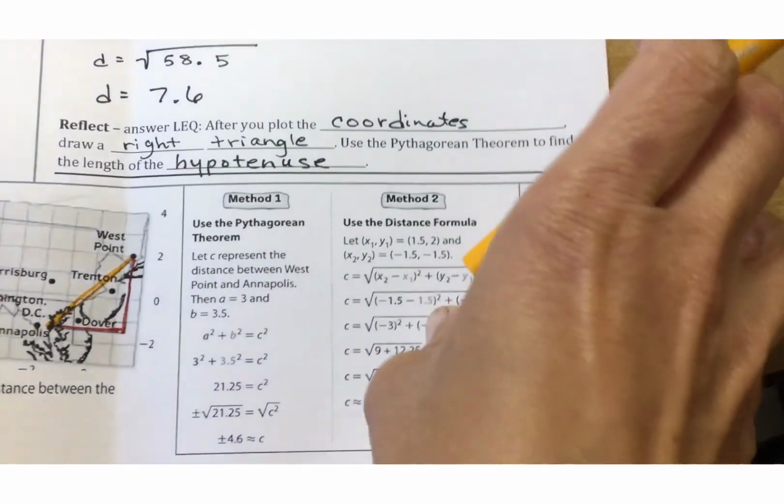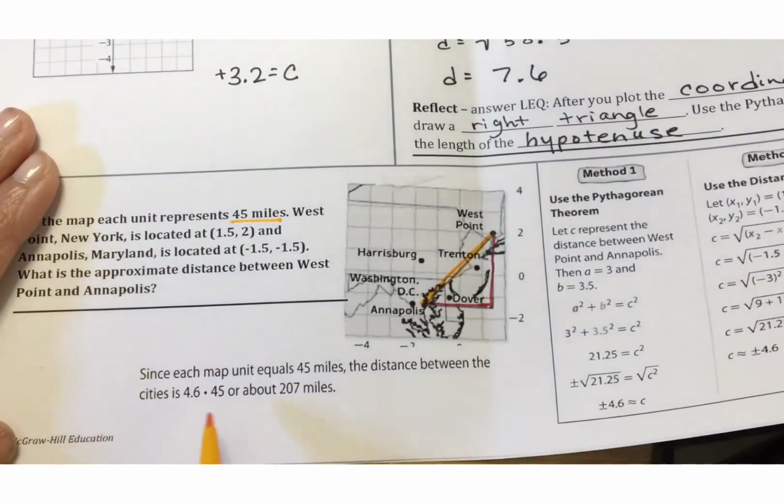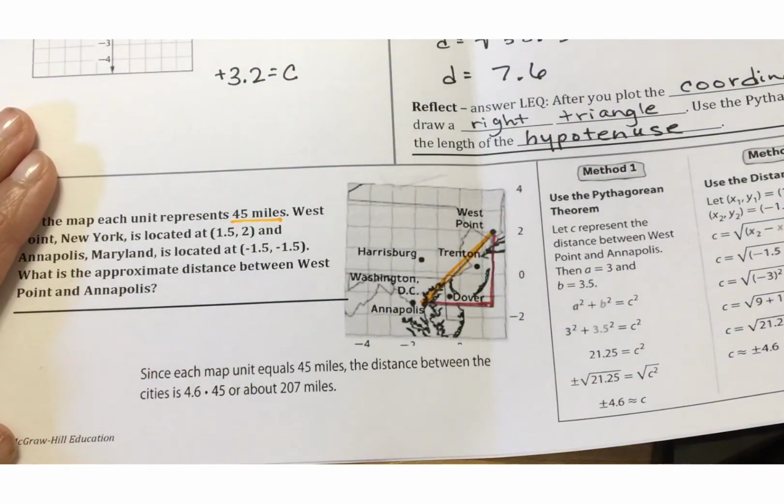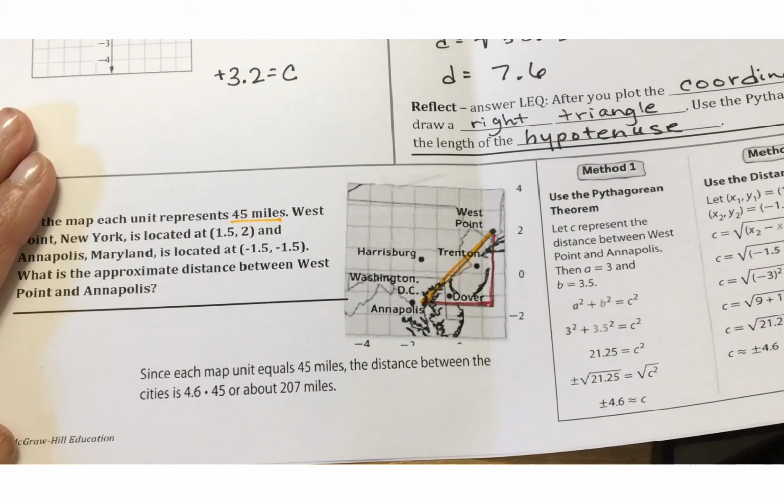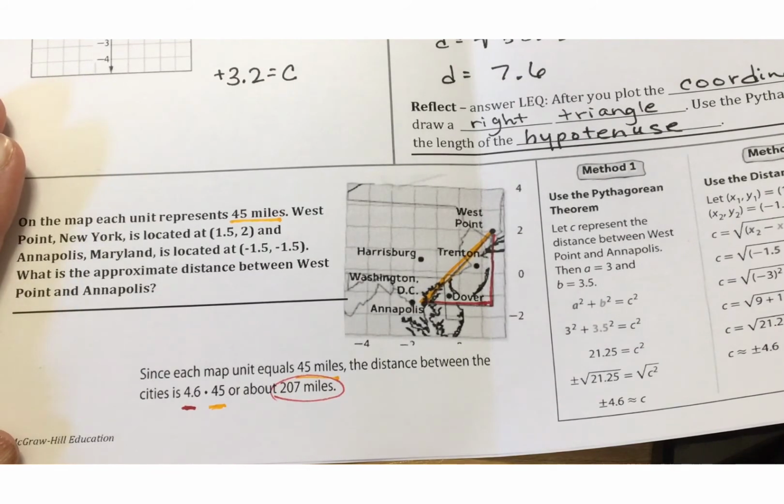From there, you have to take that distance because it's saying that those are just 4.6 units on the map, and each of those units is equal to 45 miles. So you're going to take that 45 miles times the units on the map, and we would get about 207 miles difference or distance between those 2 points.